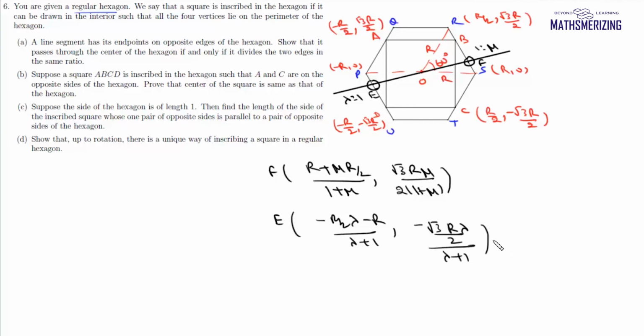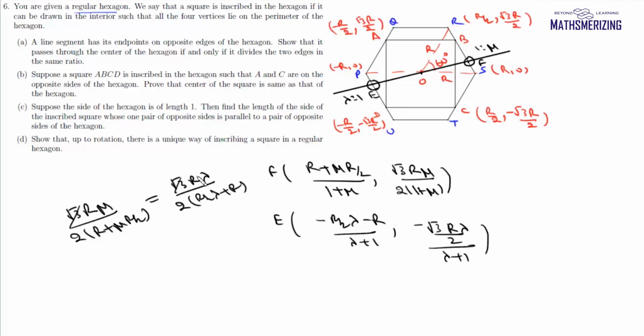Now what we'll do is, we'll prove that if this line EF passes through the origin, then lambda must be equal to mu. So if the origin lies on EF, then the slope of OF must be the same as the slope of OE. So what is the slope of OF? The slope of OF will be root 3 R mu upon 2 R plus mu R by 2, and it will be equal to the slope of OE, which in this case will be root 3 R lambda upon 2 R by 2 lambda plus R.